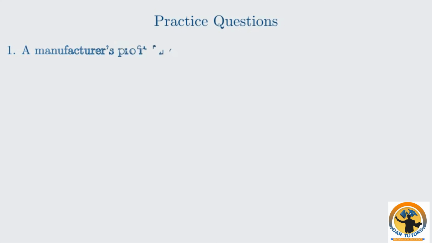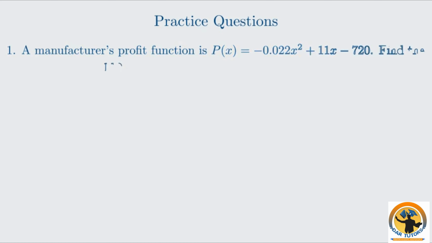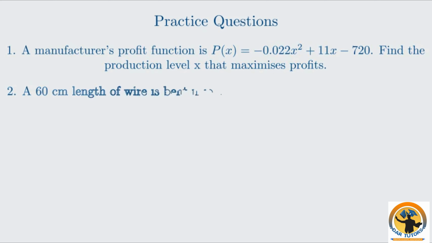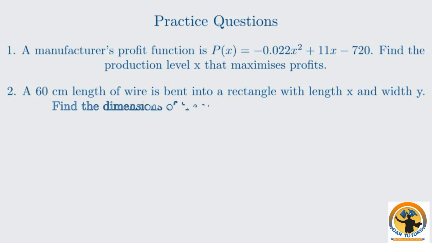To solidify your understanding, here are 5 practice questions in the style of IB assessment. Pause the video and try to solve them on your own before watching the solutions. Question 1. A manufacturer's profit function is P of x equals negative 0.022x squared plus 11x minus 720. Find the production level x that maximizes profits. Question 2. A 60 cm length of wire is bent into a rectangle with length x and width y.